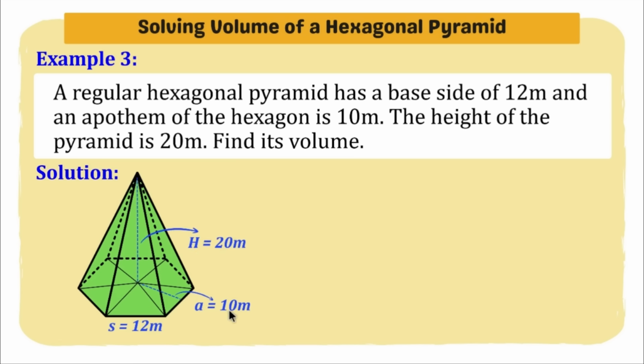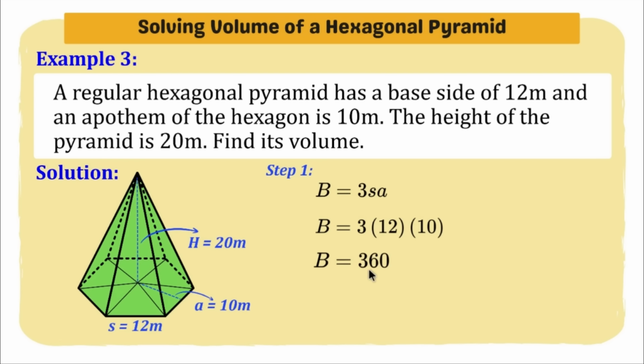Now, we can compute for the area of the base using these two. So, our formula is B is equal to 3 times S times A. Where did we get this again? In our exploration earlier, where we derived the formula of the area of a regular hexagon. So, 3 times S times A. S will be 12, A will be 10. Okay, so 12 times 10 is 120 times 3. It will be 360. Okay, our unit is square meters.